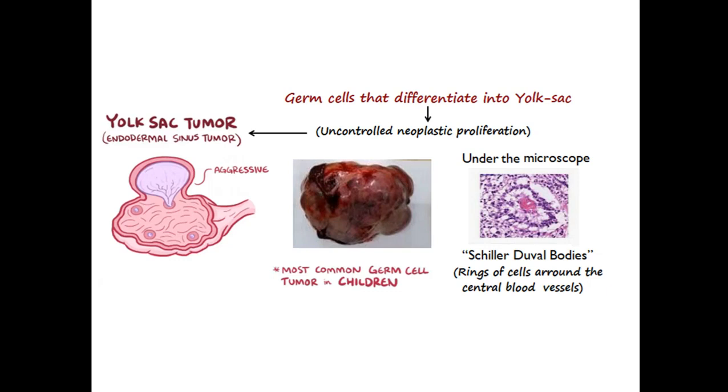The yolk sac tumors or endodermal sinus tumors are the most common germ cell tumors in children, and one of the characteristics of the yolk sac tumors that can be seen under the microscope is known as the Schiller-Duval bodies. And what are Schiller-Duval bodies? Actually, under the microscope they can be seen as rings of cells around the central blood vessels, as is clear from this picture.